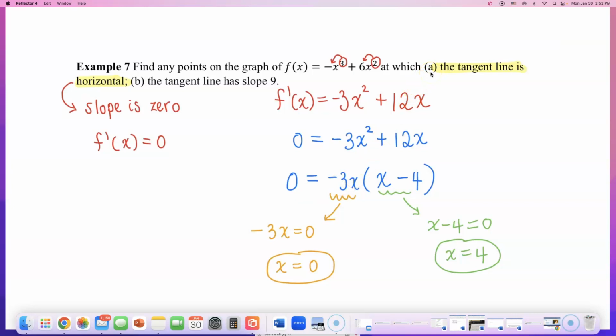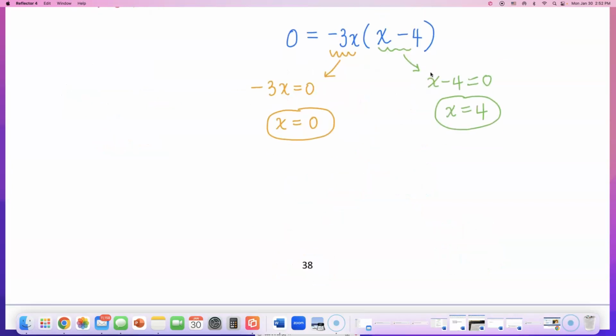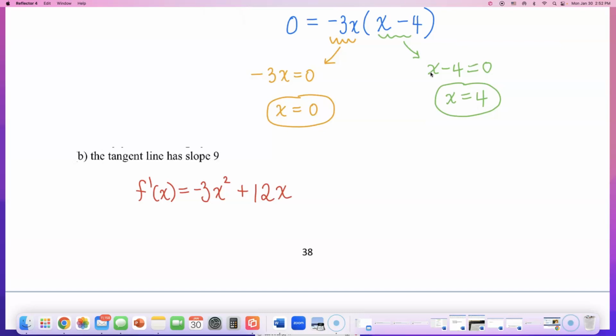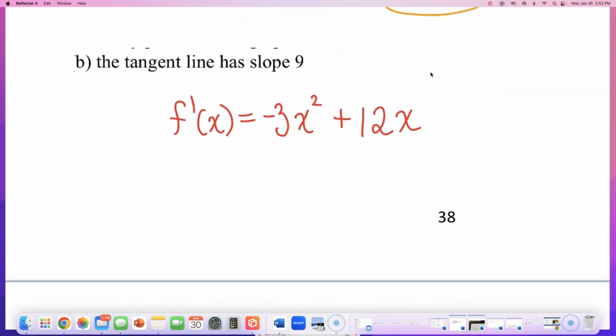Now part B, they want you to find a tangent line that has a slope of 9. All right, let me try to do that over here. They say the tangent line has a slope of 9. You know, the slope of a tangent line is the derivative, right? And we found that over here. Here is the derivative in red. Let me copy this down here. What they are asking is what x value will make this 9. So look at what I'm doing. I'm not plugging in 9, I'm setting this derivative equal to 9.